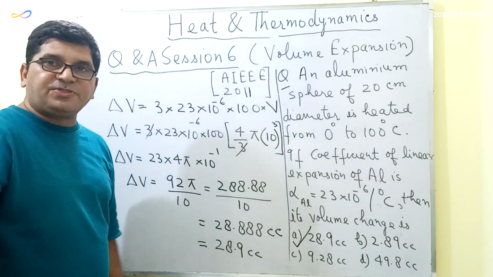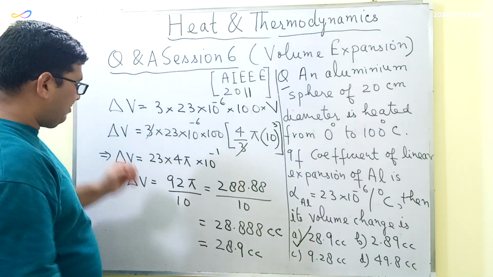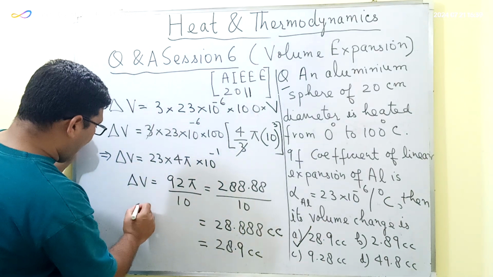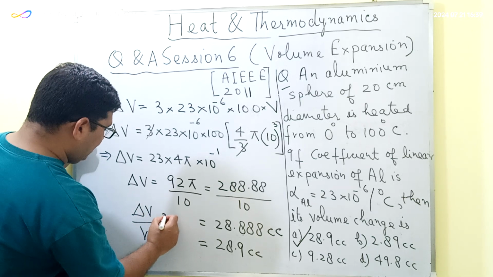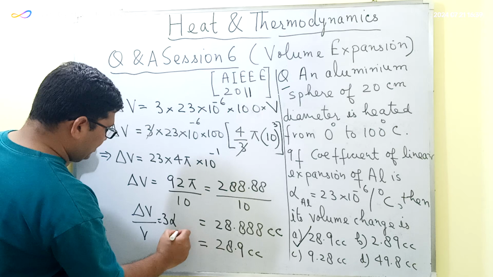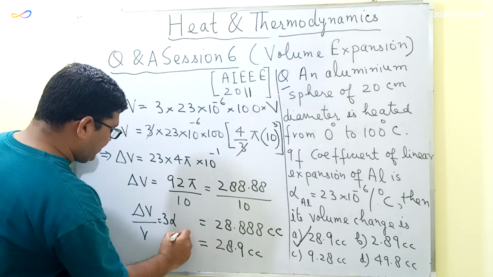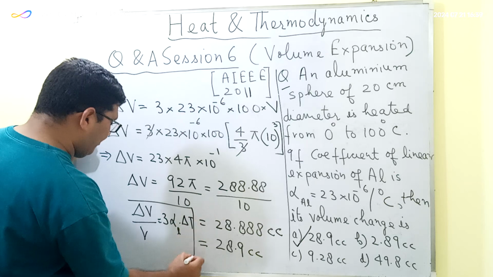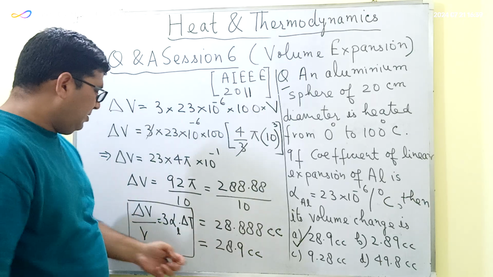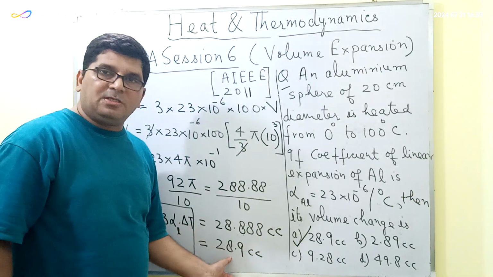So the most important thing which we have to remember is that delta V upon V is equal to 3 times the coefficient of linear expansion multiplied by delta T. This is the formula which we have used in order to solve this question.